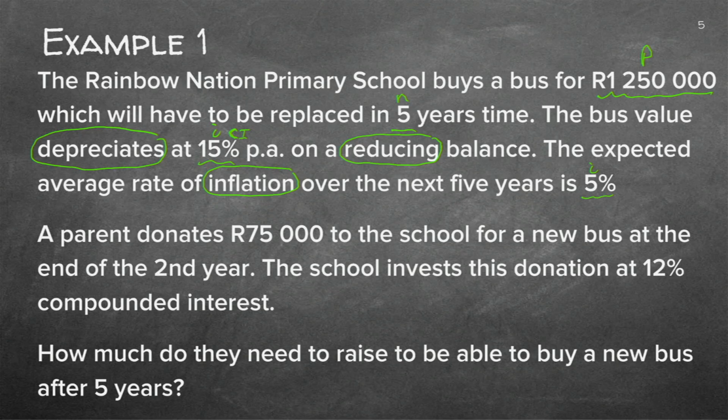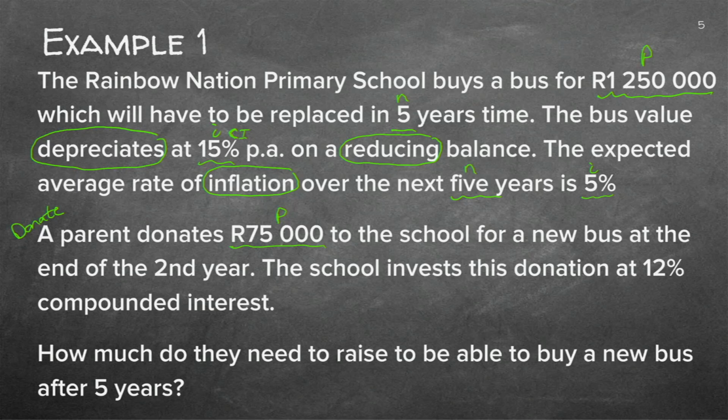And then there's another one of a parent that donates 75,000 rand to the school. So let's just do that as well. So this is donate. This is the beginning amount for a new bus at the end of the second year. Now, let's just see. I think previously we read that is for 3 years. Where did we read that? Over the next 5 years. We didn't even write that down. You see, you have to read every single word. 5 years is your n.